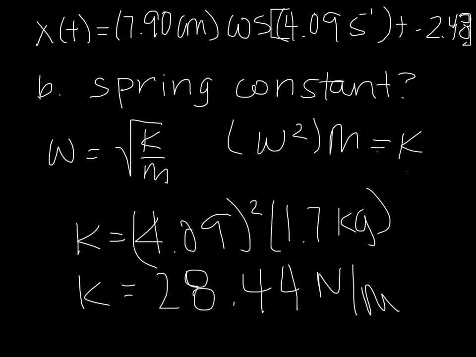Next, it asks for the spring constant. In the problem, we're given 1.7 kilograms as the mass, and we also have the angular velocity. So all we have to do is solve for k, which is easy. k equals the angular velocity squared times mass. So the spring constant is 28.44 newtons per meter.